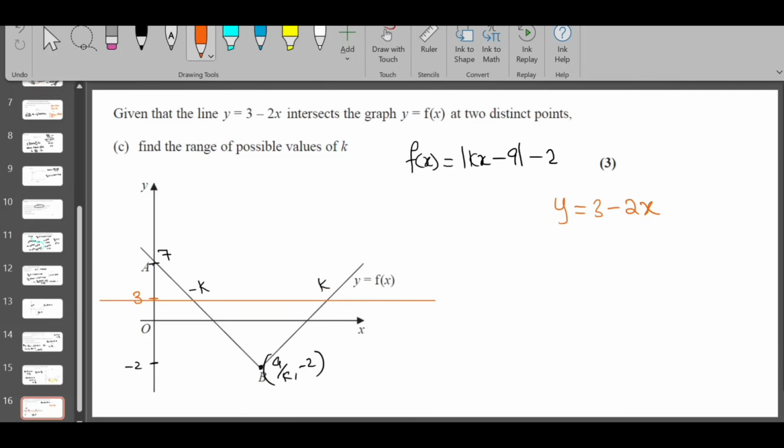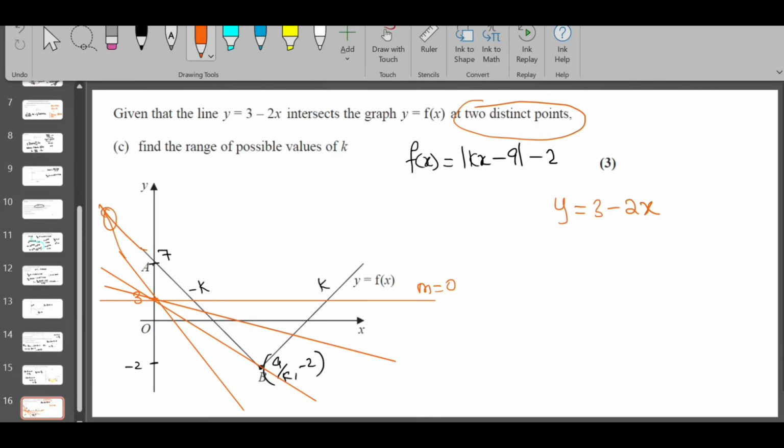If you draw this line, the slope is 0, right? So it cannot be this line, it has to be below somewhere here. But the condition is that the line and the graph intersect at 2 points. So you can draw the line above the vertex, right? If it passes through the vertex, it has only 1 point of intersection. If you draw any line below, there is no point of intersection. So you need to draw the line between these two. Then only will you have 2 points of intersection.